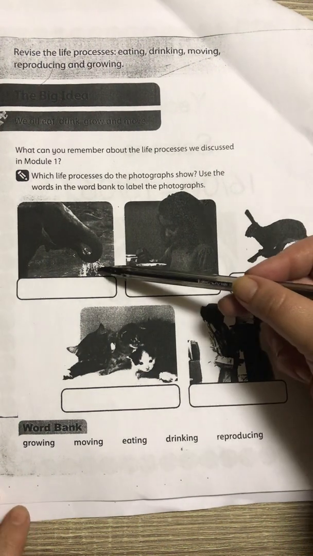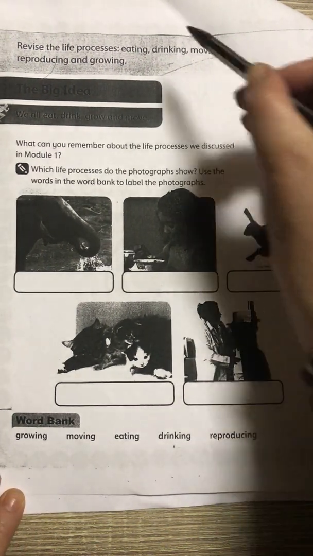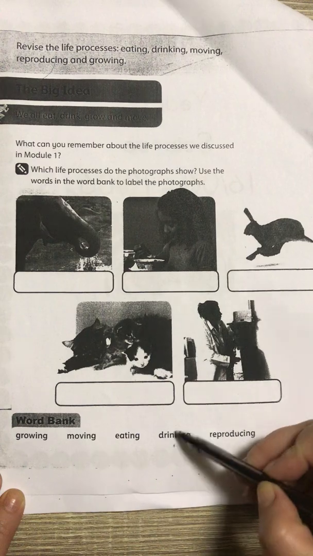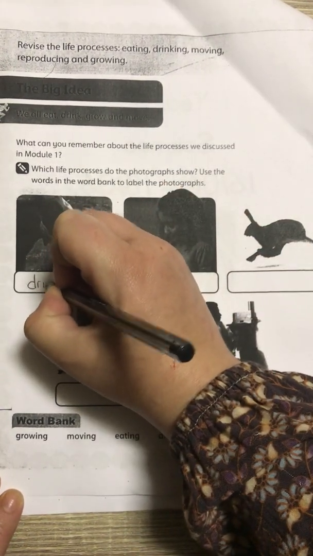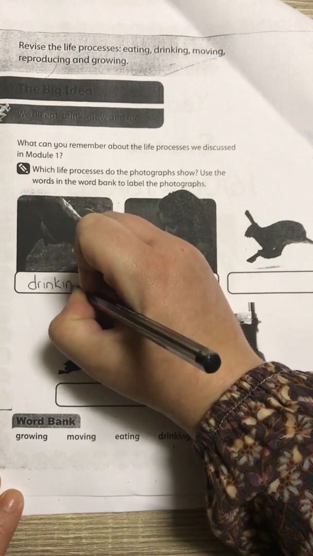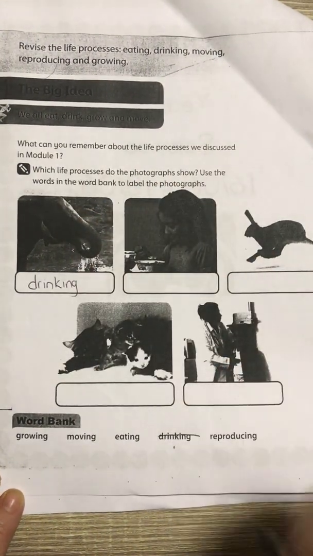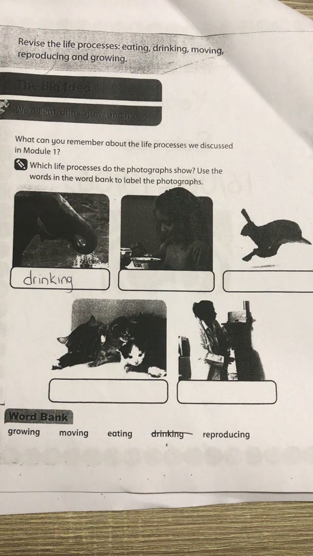So the elephant is scooping water into his mouth or her mouth. So what do you think this would be? When you put water in, you are... Oh, sorry. We're looking at the word bank at the bottom. Drinking. So underneath the first picture, write the word drinking. And then you can cross it out at the bottom. Good. If you're not finished, pause.